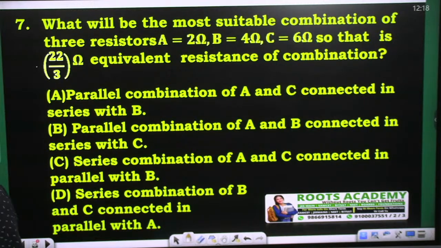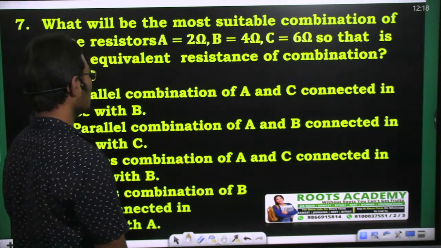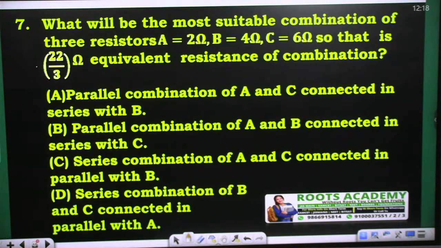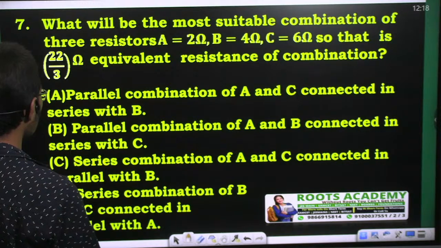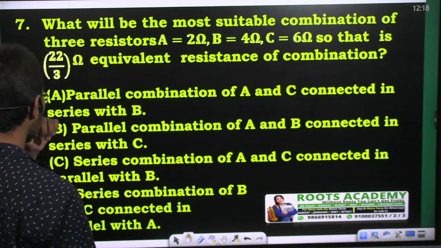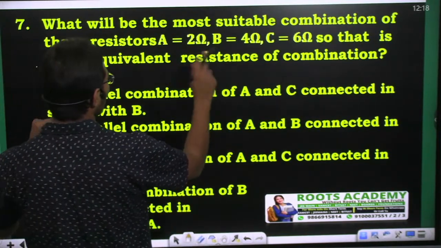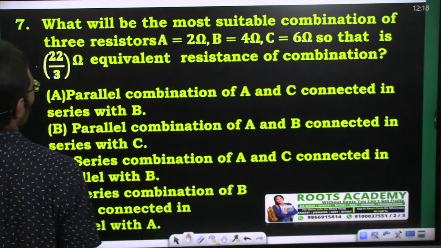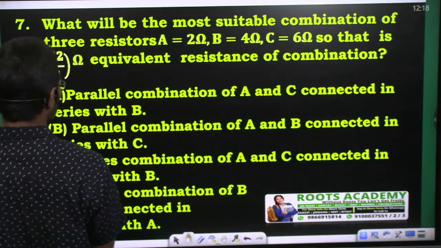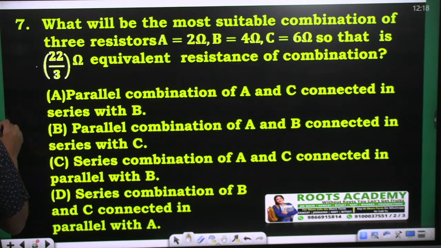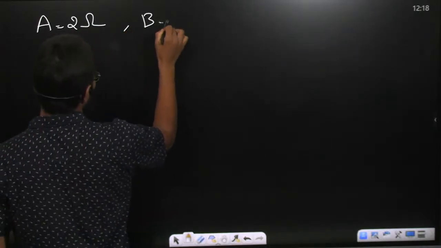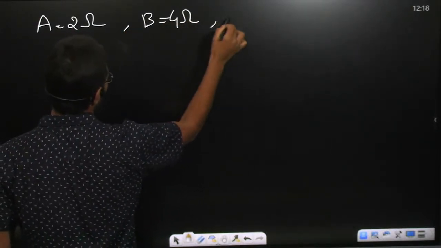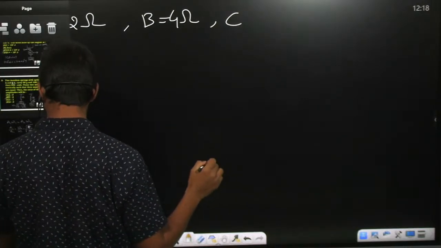Basically you can check through options, but if you look at the question, the R equivalent is 22 by 3, right? So the denominator gives us 3. So what resistors when connected in parallel give us denominator 3? If you try that way, you can reach the answer a bit faster. Else you need to check option A, B, C, D. So let's see what is the equivalent of A and B when connected in parallel: R1 R2 by R1 plus R2. A 2 ohms, B 4 ohms, C 6 ohms.